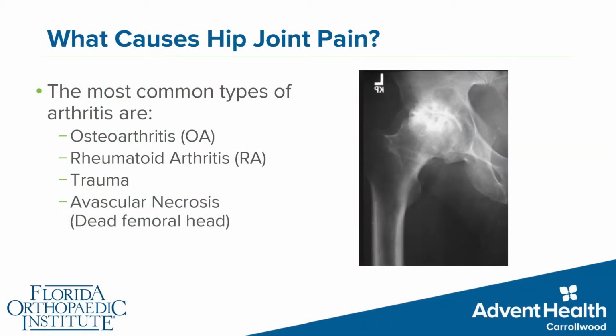So what causes hip arthritis? Most commonly, we see patients who have osteoarthritis, and that's that typical wear and tear pattern, kind of like losing tread on your tire. Other forms of arthritis include rheumatoid arthritis, which is really more of an inflammatory disorder or autoimmune disorder. Of course, you can have trauma, things like hip fractures, and then there are pathologies called avascular necrosis when you've lost blood supply to your femoral head.